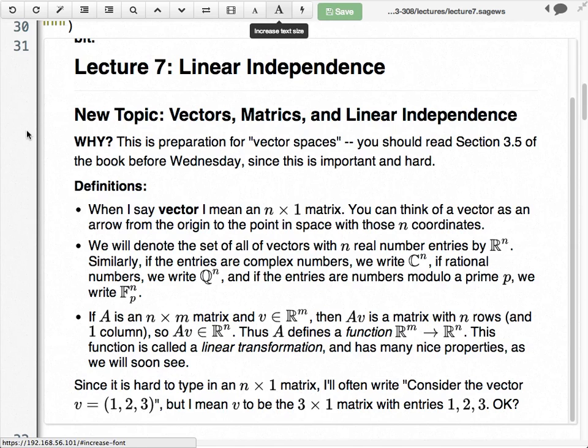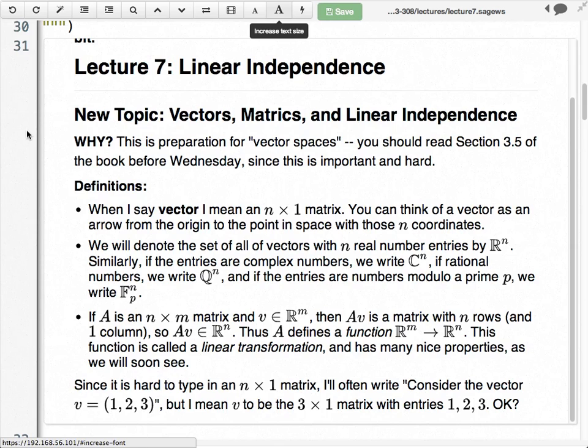Okay? And sometimes instead of R, it'll be good to consider C, the complex numbers. Exactly the same, except instead of n tuples of real numbers, you take n tuples of complex numbers. So this is all n tuples of complex numbers.